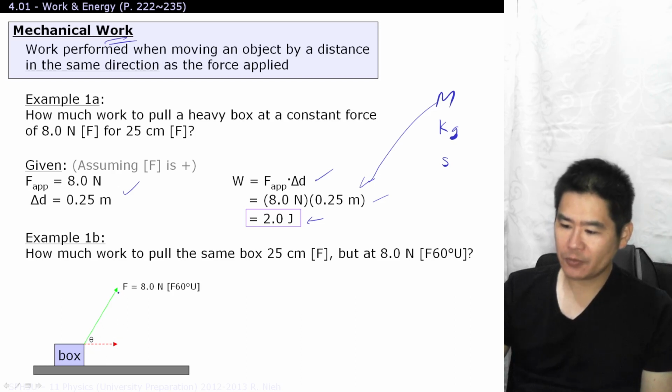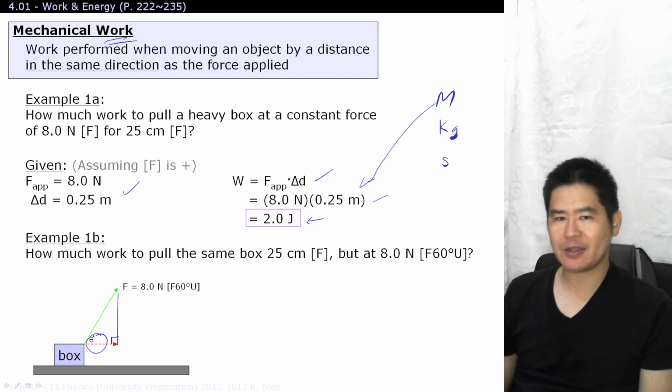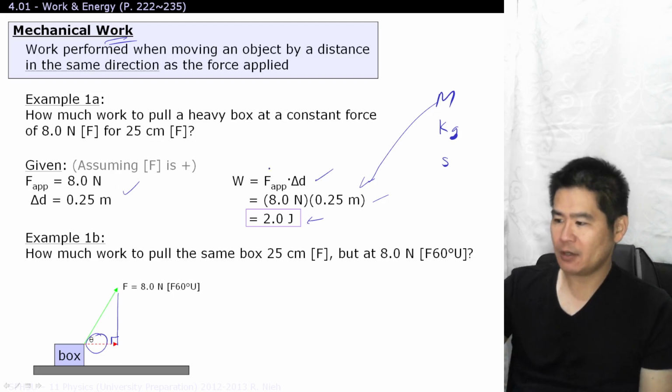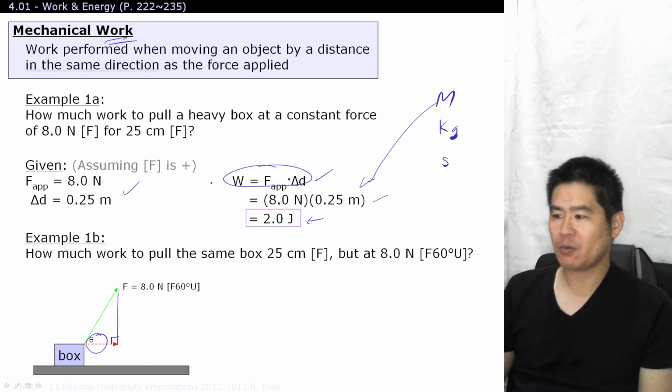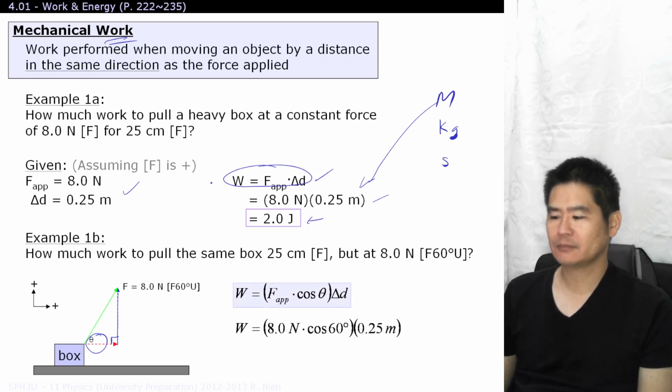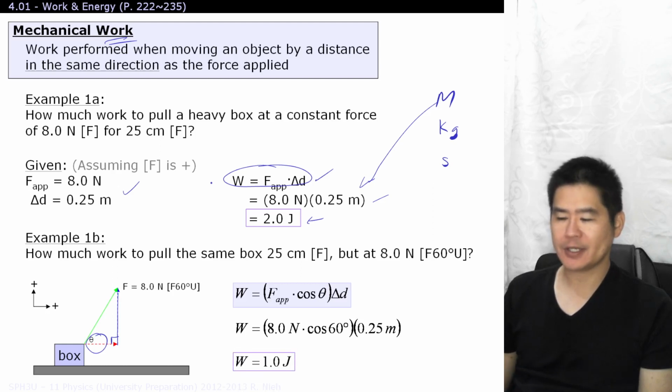You'll see in the setup over here, it does form a right angle triangle, and this red vector is beside theta. So another way of representing this formula is that work is equal to the force applied times distance times the cosine of theta. So if you work out this problem, where I'm pulling at an angle, I'm actually performing less work.